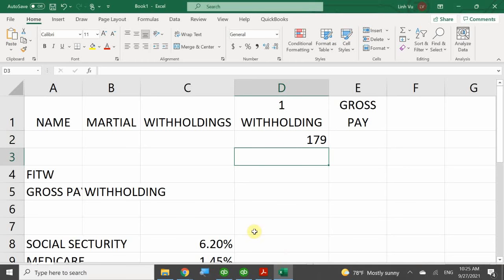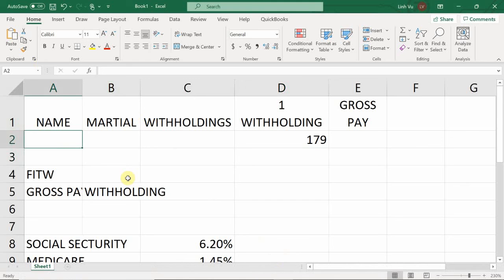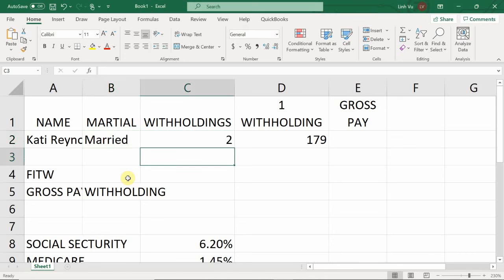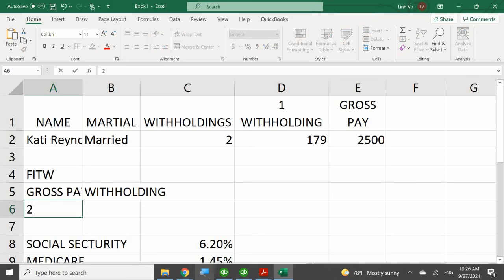Okay. And in this case, right, we know who Katie is. This is Katie Reynolds. Okay. And marital status, we know that she's married. Okay. And that she claimed 2 withholdings from the previous time when we set her up. Okay. So therefore, her gross pay was $2,500. Okay. So how do we figure out what FITW is, which is the federal income tax withholding, right? We start out with their gross pay.